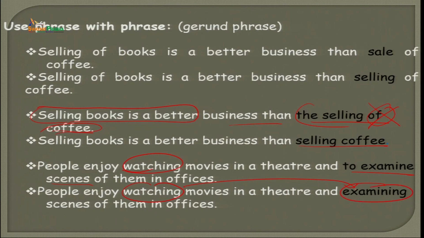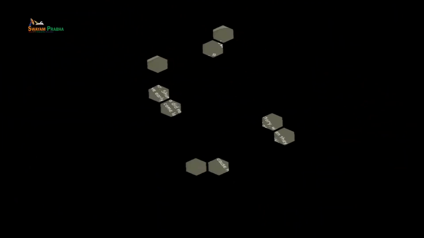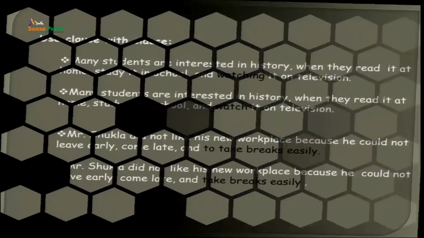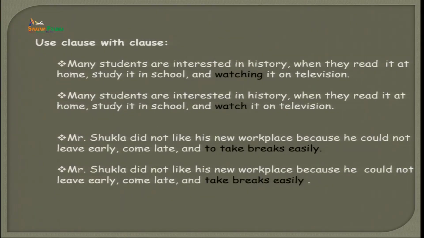So, with this we move forward towards the next part, that is clause with clause. As I told you, how are you going to identify the clause? It must have the structure, subject and verb compatibility. So, many students are interested in history when they read it at home, study it in school and watching it on television. So, that means read, study and watching will be incorrect. So, therefore, watch is the correct one.